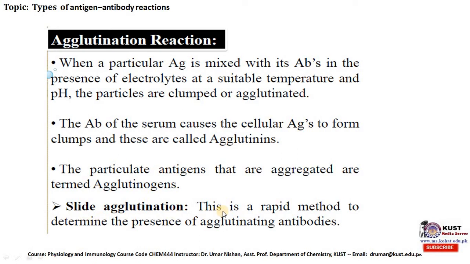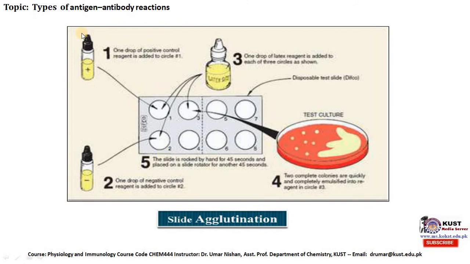Slide agglutination. This is a rapid method to determine the presence of agglutinating antibodies. One drop of positive control reagent is added to circle 1. One drop of latex reagent is added to each of the 3 circles as shown on the disposable test slide. One drop of negative control reagent is added to circle 2. This is the negative.